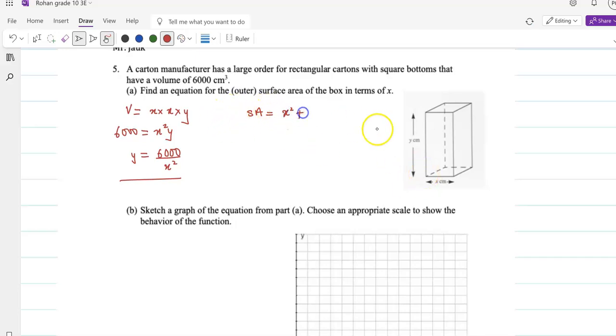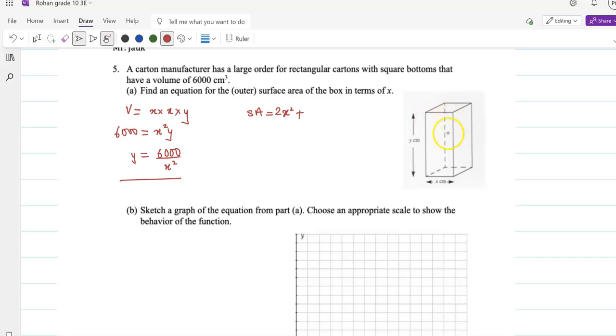Plus. Is it an open or closed carton? They haven't said that. Open. What are the dotted lines in the back? That's the back, it's showing. So the top is also 2x squared. Top and bottom. So let's assume it's a closed carton. Okay, you're using the bottom and the top.